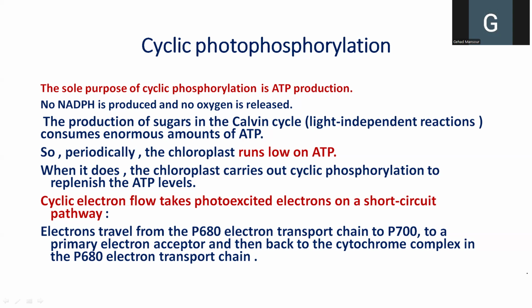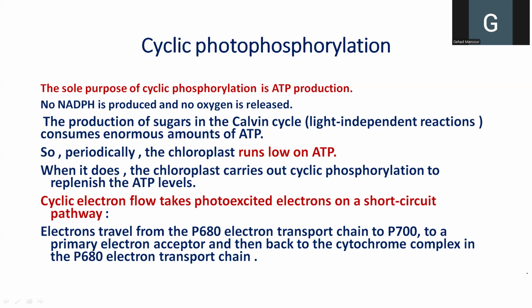The reason behind cyclic photophosphorylation is that in the dark reactions, we consume a lot of ATP, more than the ATP that is provided to this biochemical pathway in the light-independent reactions, previously called dark reactions. So every now and then, the plant cell finds itself in a status of shortage of ATP. It runs low on ATP, so it has to stop and carry out cyclic photophosphorylation to replenish the ATP level.